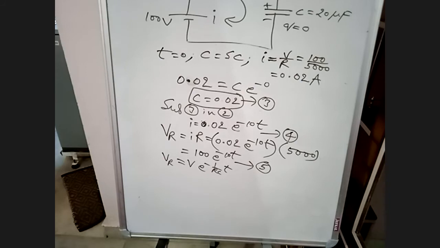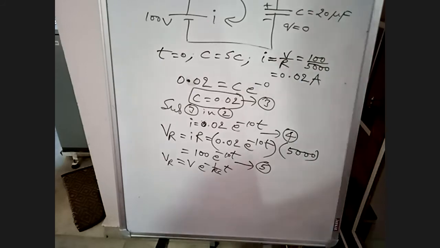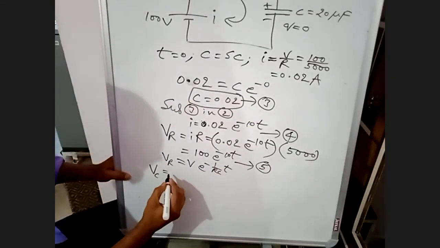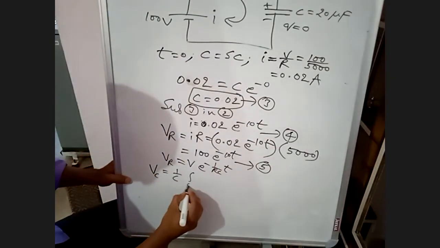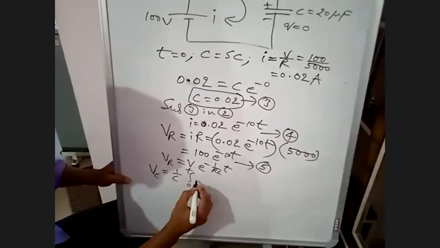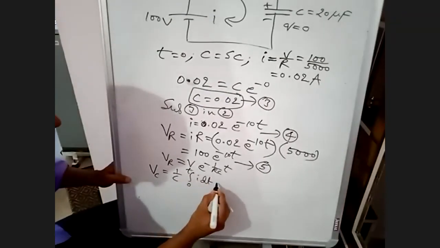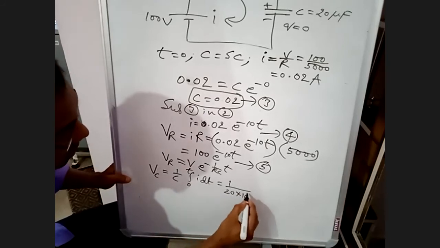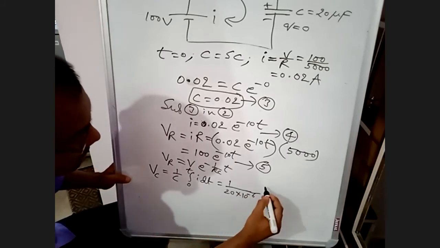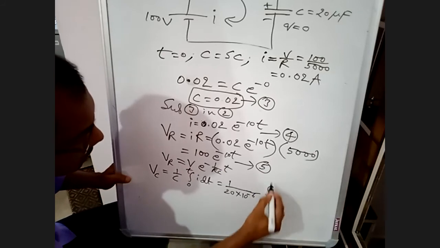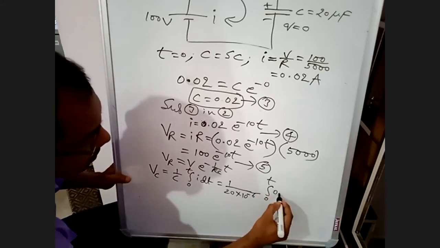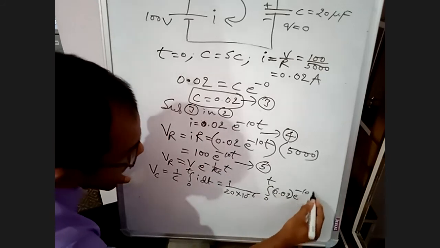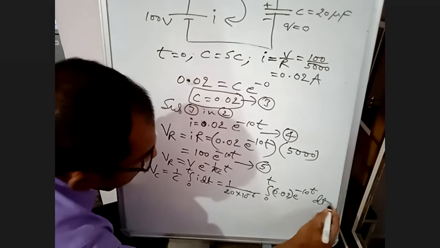Next, you will go for VC. VC is equal to 1 by C integral of 0 to t i dt. That is, C value is 20 into 10 power minus 6, integral of 0 to t, 0.02 e power minus 10t dt.